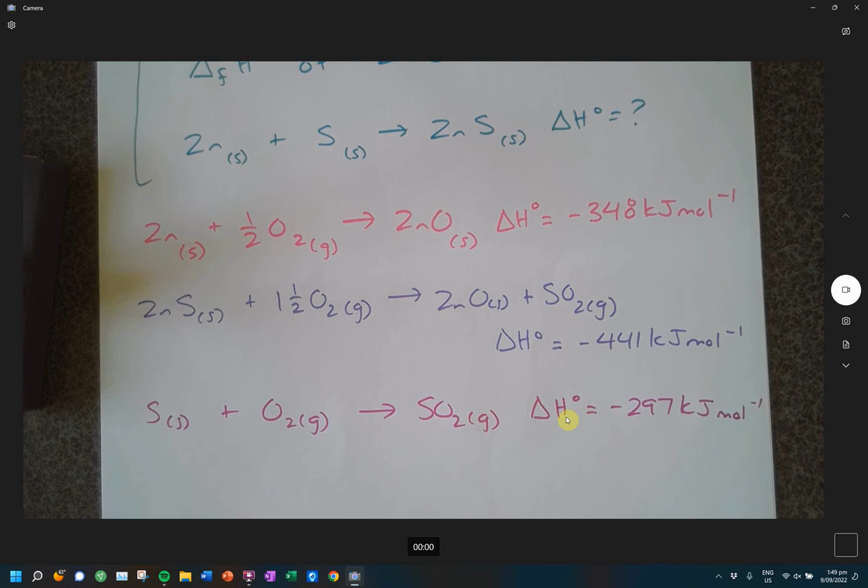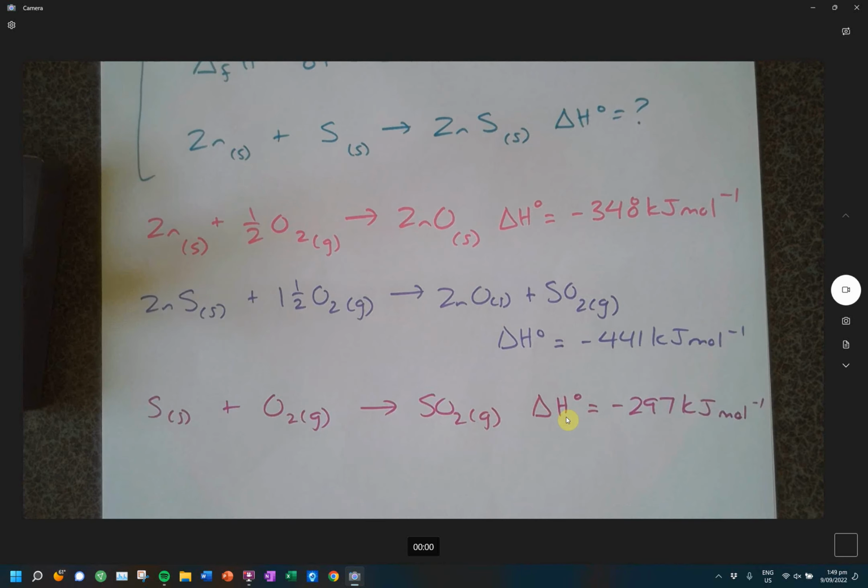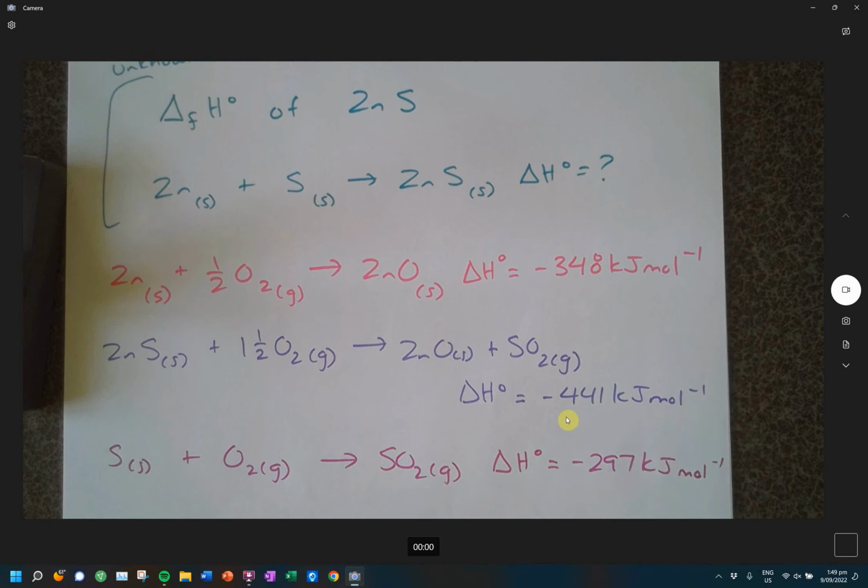Cool. All right, so those are my three equations. What I'm going to do is manipulate these three equations to figure out my unknown equation, and that's what Hess's law is determining. Are we okay with that so far? Okay.